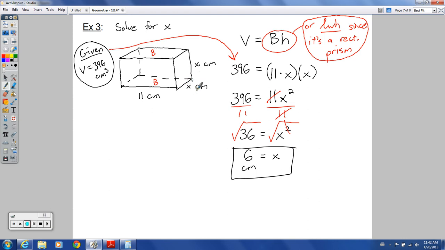So 6 centimeters is your answer. If you take 11 times 6 times 6, plug that back in, you can check that very easily. You'd get 66 here. 66 times 6 would in fact be 396. So that's a quick way to check your answer. Put a little period there. I think we're good to go with that one.